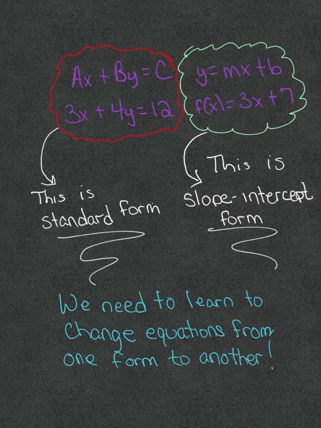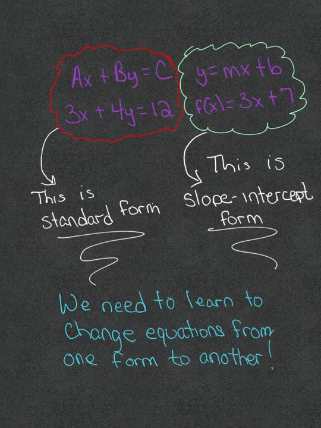Standard form has the x and y on the same side of the equal sign. All of them are on the same side. And the constant is on the other side of the equal sign. Whereas your slope-intercept form, the y equals mx plus b, which is what you used in 8th grade, same thing as f of x equals ax plus b.